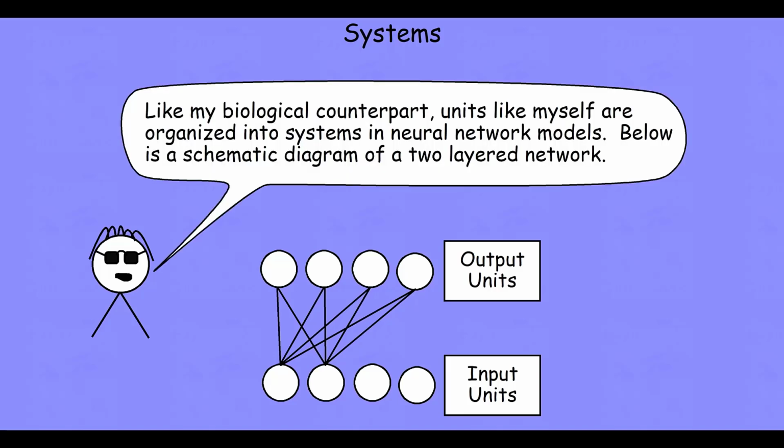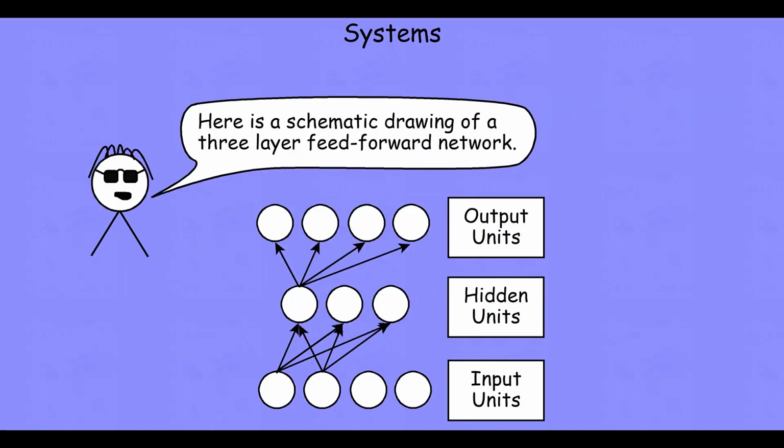So like their biological counterparts, they're organized into systems, neural network models. Two common ways that they're organized are in terms of input and output layers in a two-layered network. Another very common organization is a three-layer feed-forward network, and this is a schematic drawing of that. Here you have a set of input nodes. They feed their input, their activation, into a set of what are called hidden units. They take their activation and then compute an output that they send to individual nodes in the output layer.